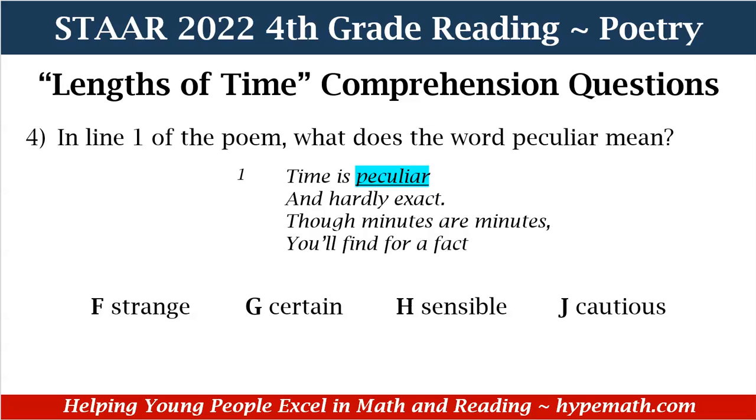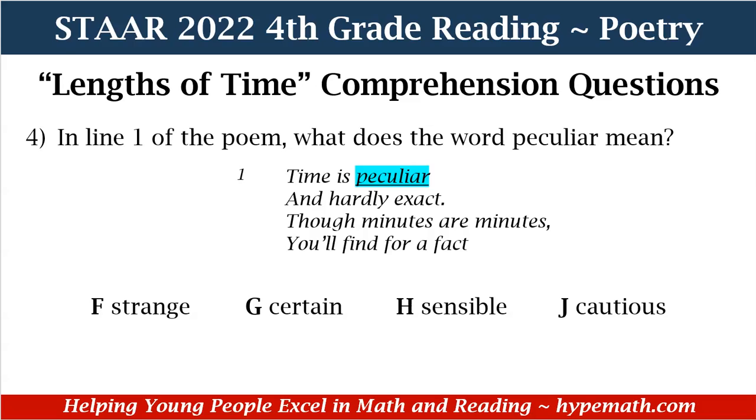All right, so you have to use your context clues. If you don't know what peculiar means, again, using your context clues can help you answer the question correctly. Now, we're talking about time again and how even though time is exact and minutes are minutes, it seems like time goes by fast or slow depending on what we're waiting for or what we're doing. So let's substitute in our words to discover which one is the correct answer.